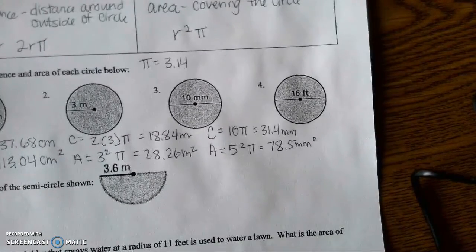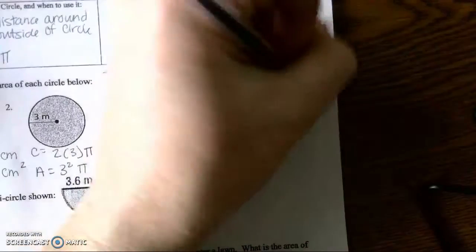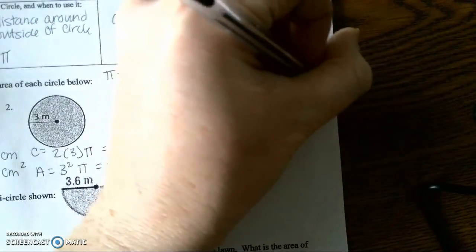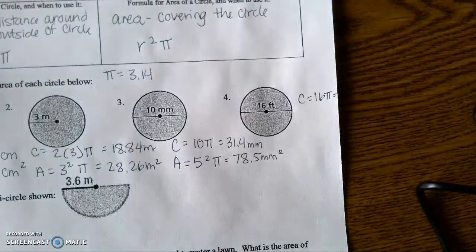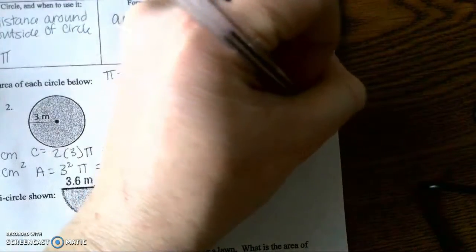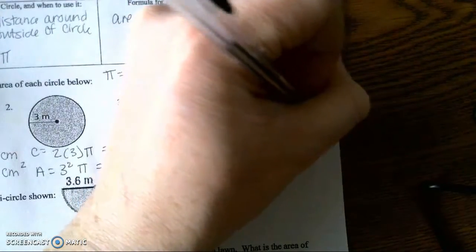All right, so then the next one, once again, we're given the diameter. So I would take 16 and multiply by pi. And when I do that, I would get 50.24 feet.